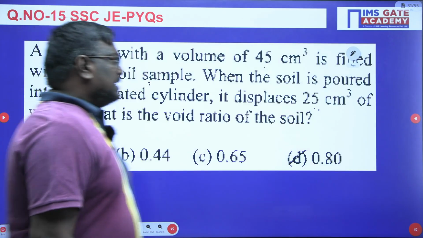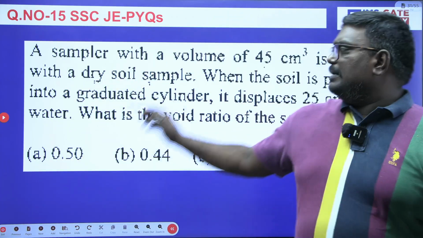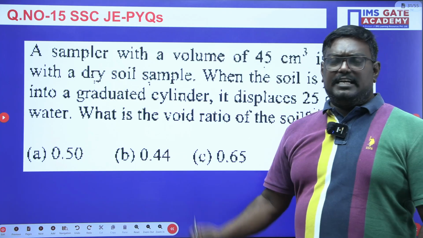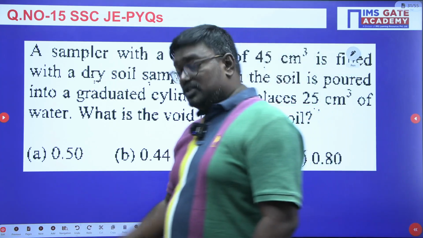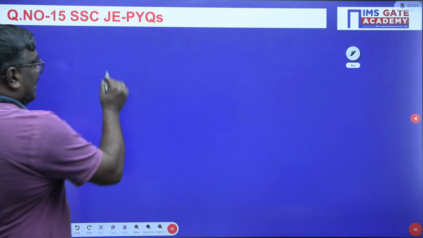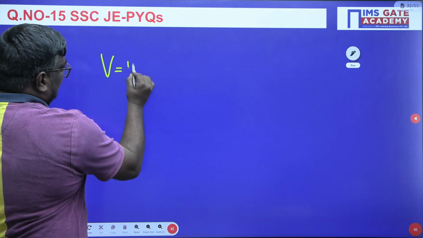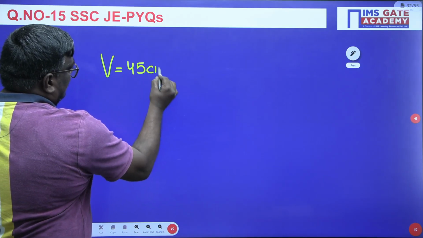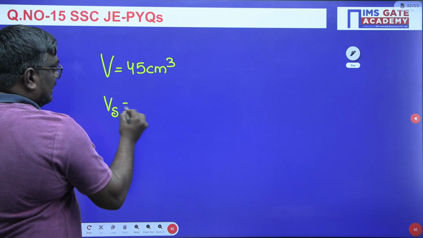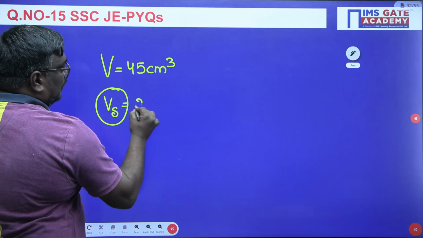Now, see students, a sampler with a volume of 45 centimeter cube is filled with dry soil. When the soil is poured into a graduated cylinder, it displaces 25 centimeter cube. This is also a very beautiful question, sir. Now, see students, a sample of volume how much, sir? 45 centimeter cube. When it is poured into a graduated cylinder, that indicates the volume of solids.